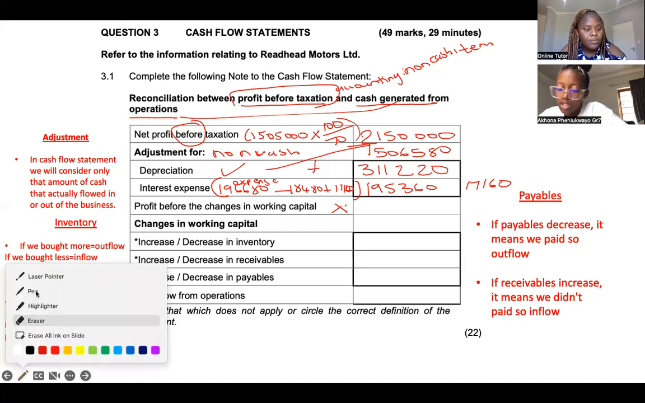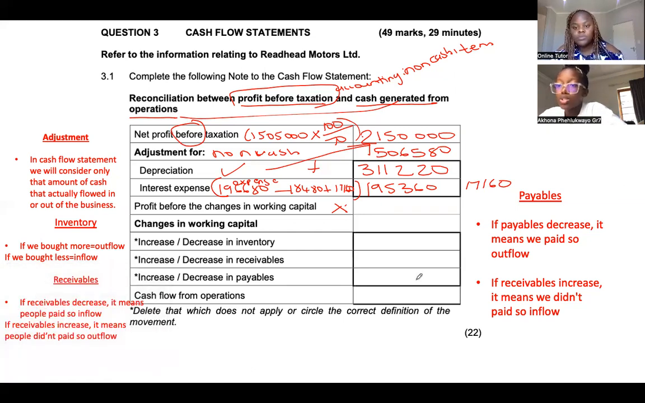I got 1,643,420. Adding it. This plus this. Remember, depreciation would have been deducted in the income statement, so we're adding it back. Interest expense would have been deducted as well, so we're adding it back. We're doing the opposite, right? I got 2,656,580. I agree with you 100%.